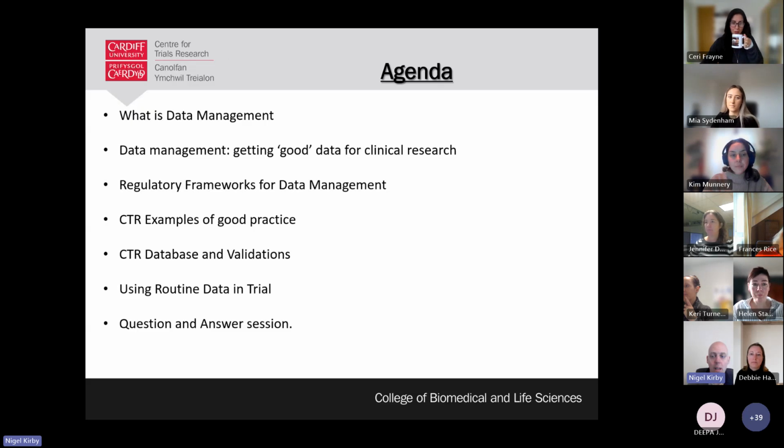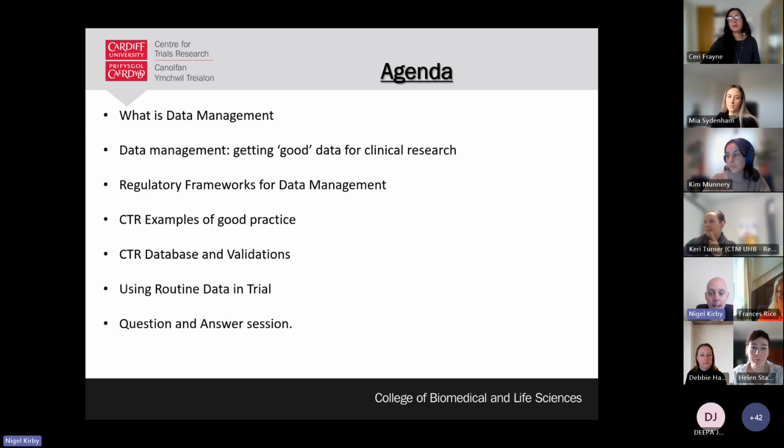So this morning we have the following agenda. We'll be talking about what data management is. We'll look at some definitions of data management, why it's important and how it fits into a clinical trial. We then have Helen talking to us about how we get good data for clinical research.